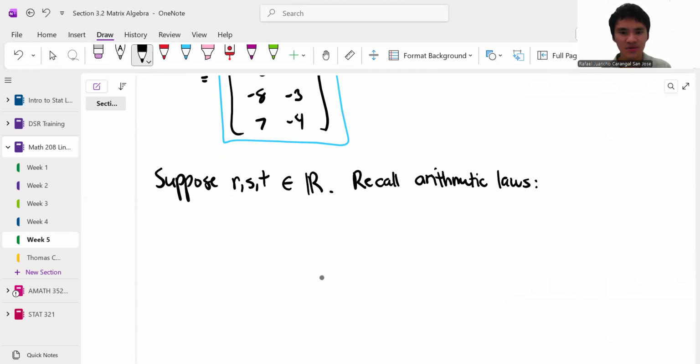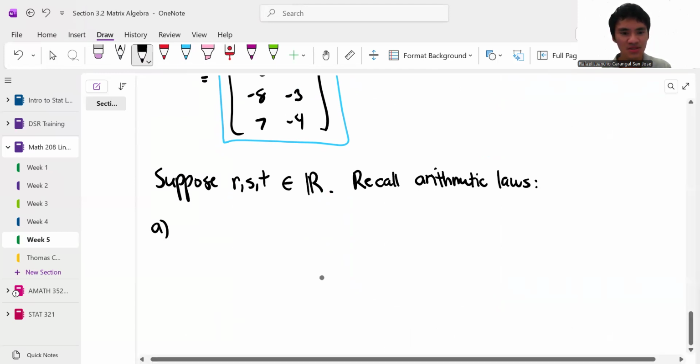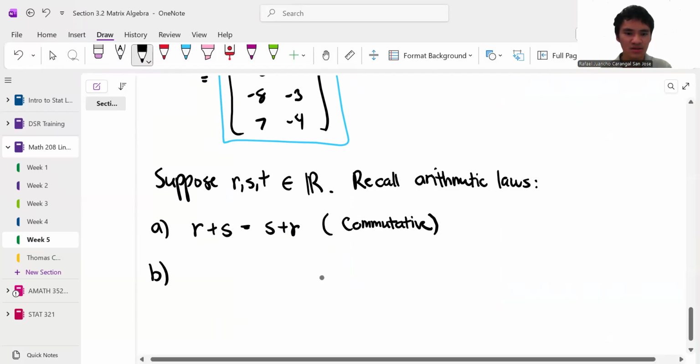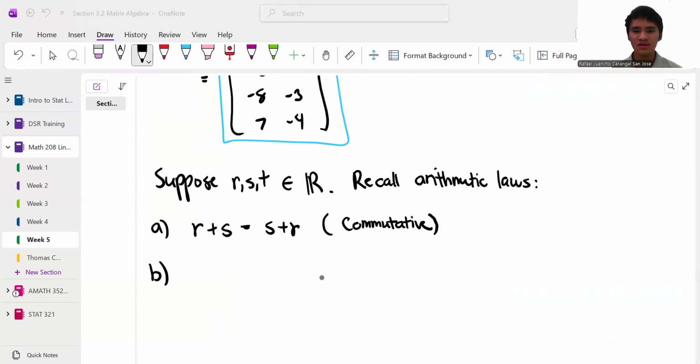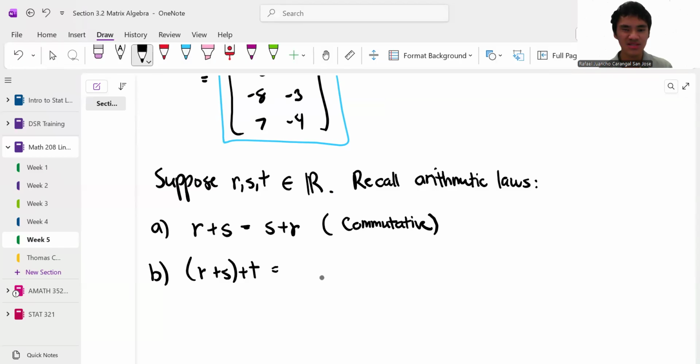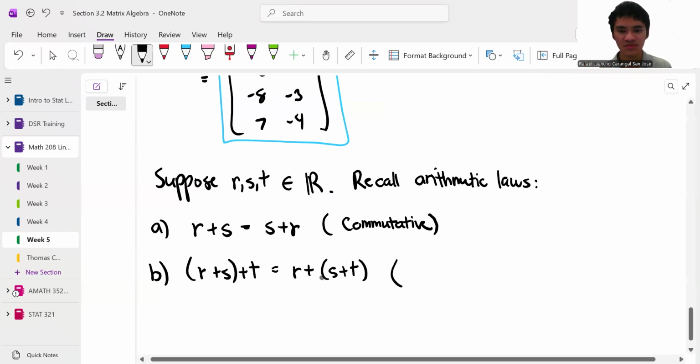So here we have the commutative property. What that means for real numbers is if we add R and S, that's the same thing as adding S and R. So we call this the commutative property. Okay. We also have associative properties. So no matter the order in which you add these real numbers together, they're the same no matter what. So this is what we call associative property.